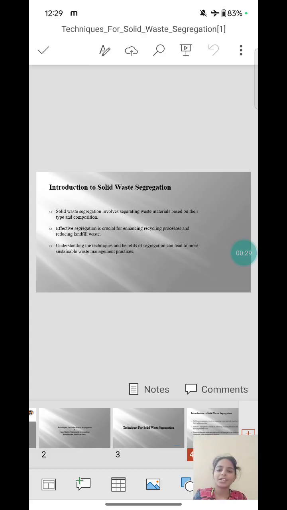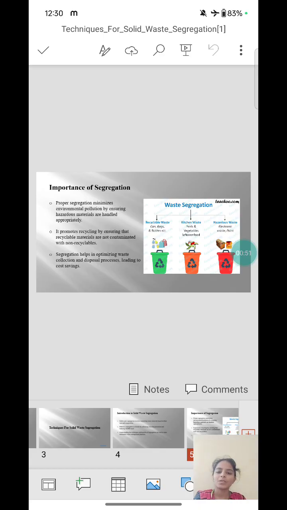Solid waste segregation involves separating waste materials based on their type and composition. Effective segregation is crucial for enhancing recycling processes and reducing landfill waste. Understanding the techniques and benefits of segregation can lead to more sustainable waste management practices. So, what is the importance of segregation?